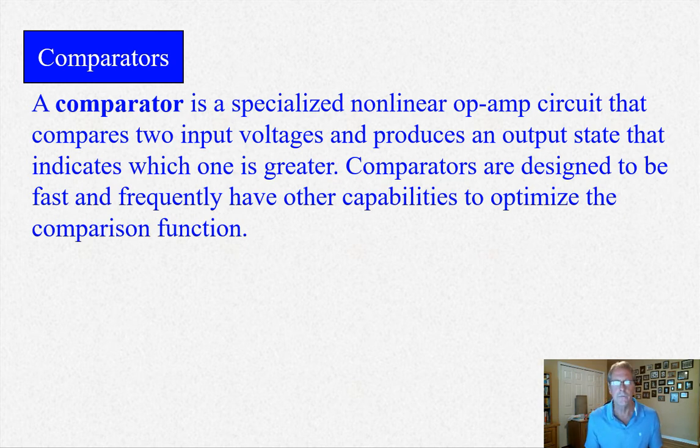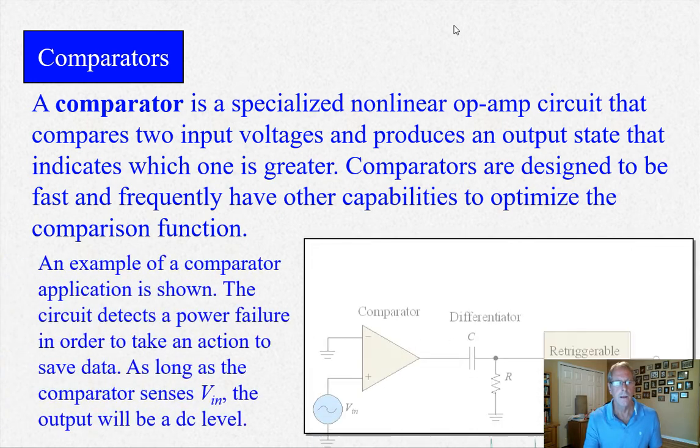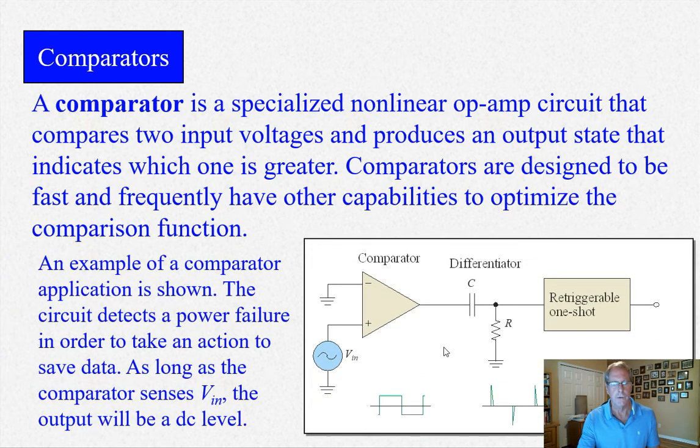Let's see here if I can get my slideshow to work. Here's an example of a comparator circuit. Don't get too wrapped up around this differentiator or one shot. We'll actually do differentiators next week, and I'll explain what a one shot is. But focus on the left part of this little schematic here. This is actually a power failure circuit.